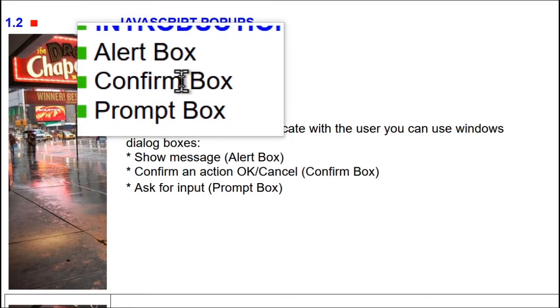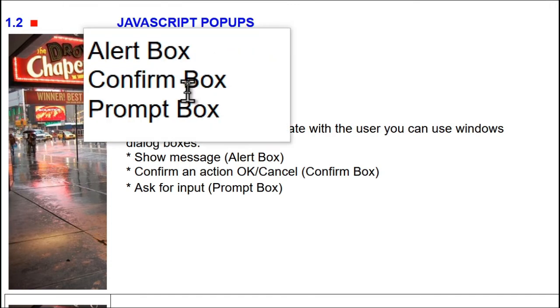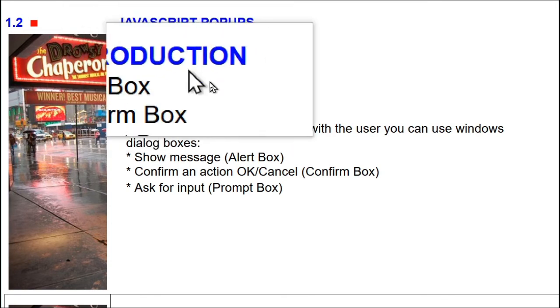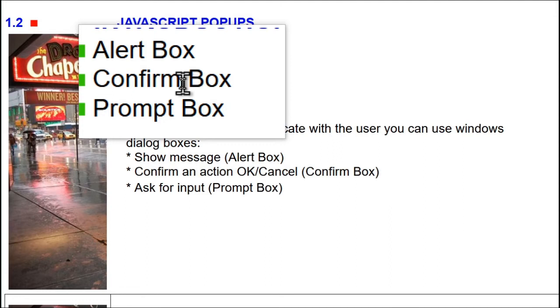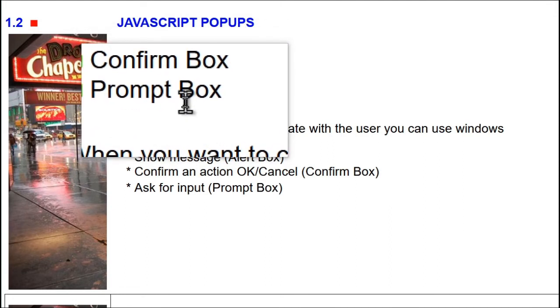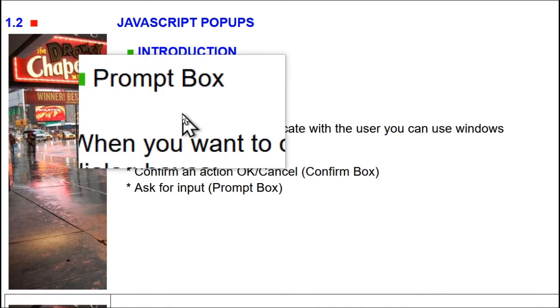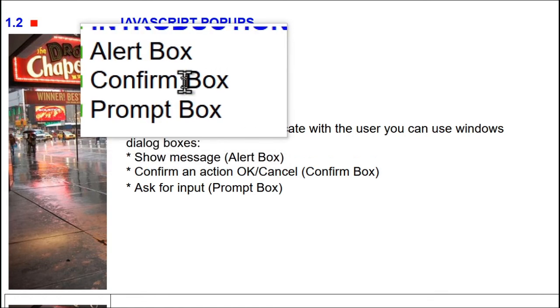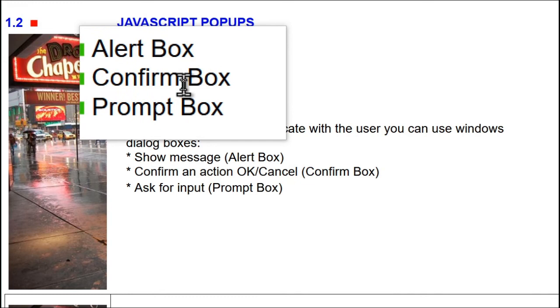So we've just covered JavaScript pop-ups, and we've looked at three types. There's the alert box, the confirm box, and the prompt box. Alert, confirm, and prompt.